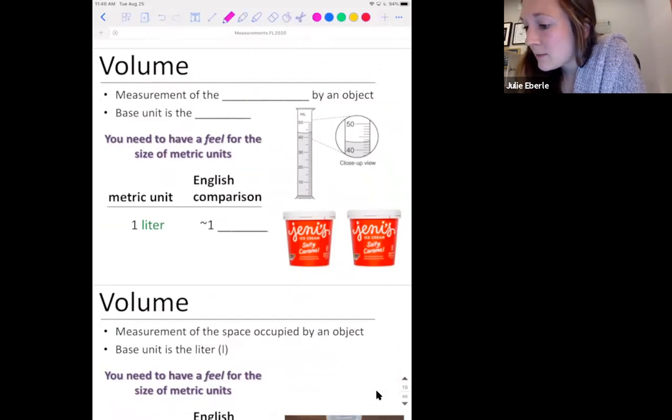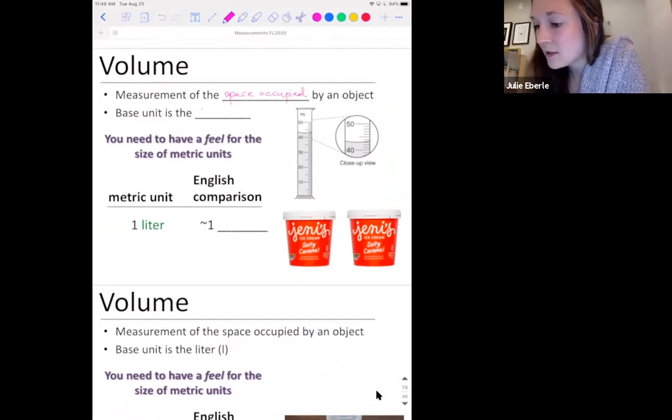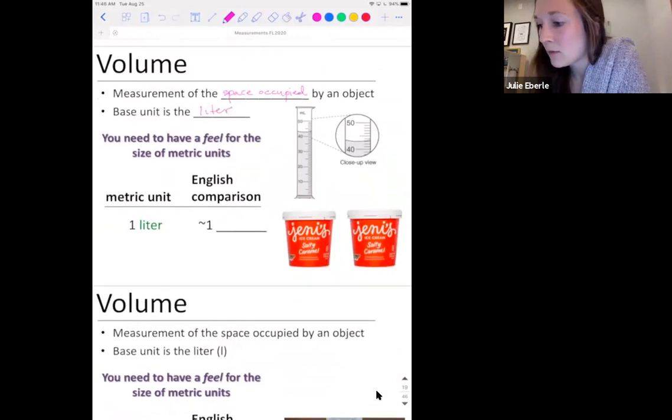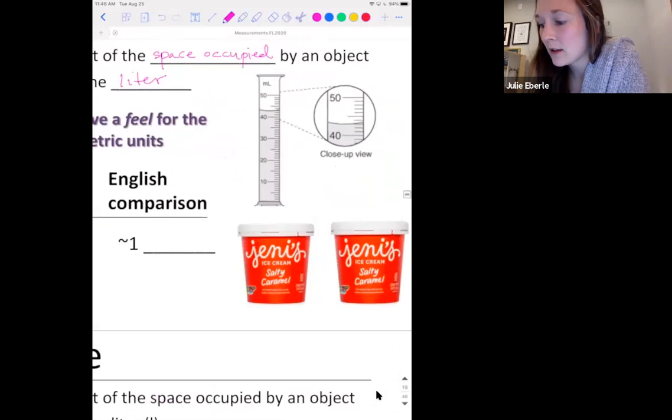Volume, measurement of the space occupied by an object, okay? Base unit is the liter. Now, we measure volume with pieces of instrumentation that look like this. This is a graduated cylinder. If you've taken a science class in high school or so, you probably recognize this. And I just want to take a minute to remind you, even though we may not be in the lab very much this semester, it's still important for you to know how to read these things.